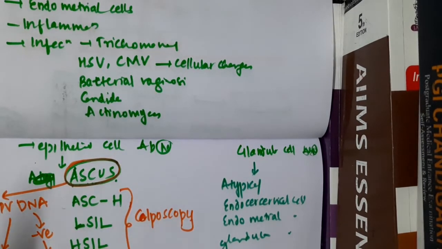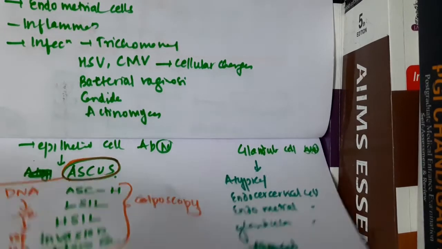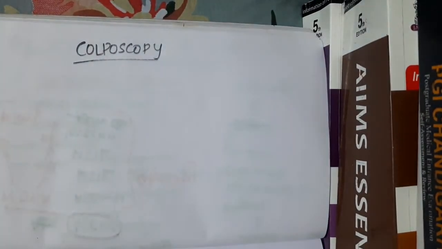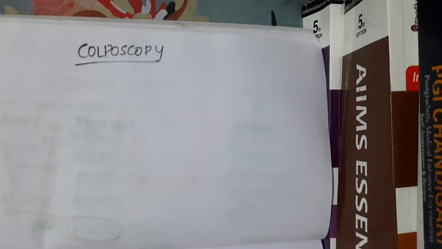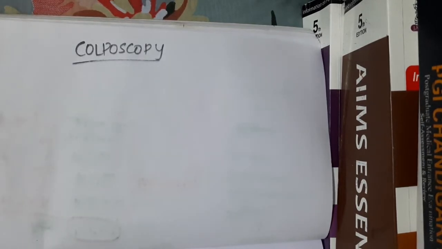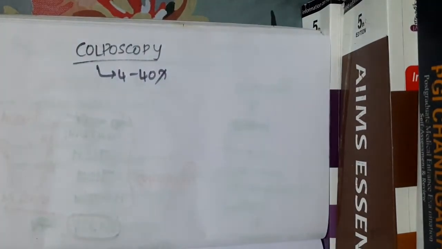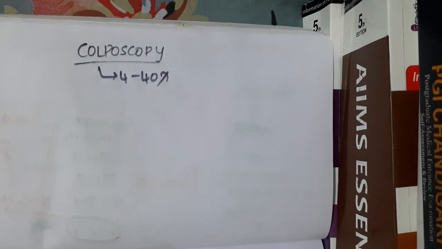Next. So we have seen about the pap smear. Then for screening, we also do colposcopy. Colposcopy is actually direct visualization of the cervix. This is an outpatient procedure, a quick and simple procedure done by gynecologists. This is the first step to visualize the cervix under magnification. This colposcopy will magnify approximately 4 to 40 times.